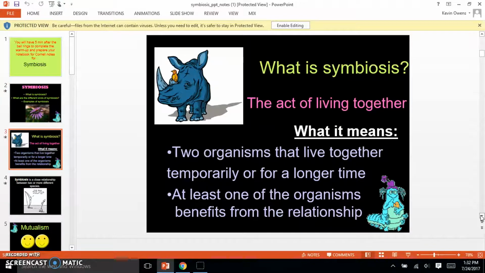Okay, the act of living together is the definition of symbiosis. What it means is that two organisms live together temporarily or for a longer time. Now, sometimes this is not for the benefit of one of the organisms, but at least one of the organisms benefits from the relationship.